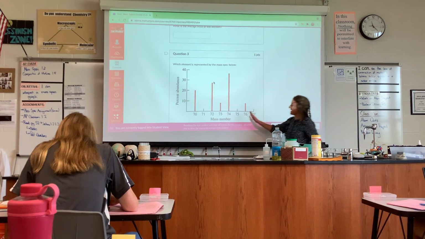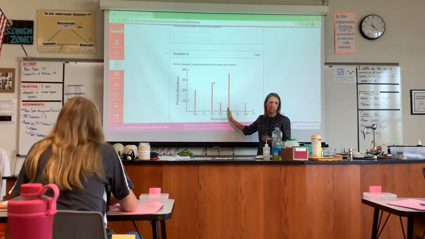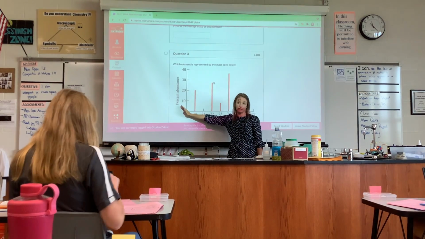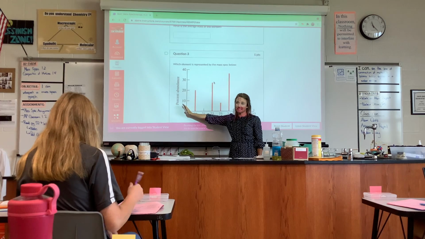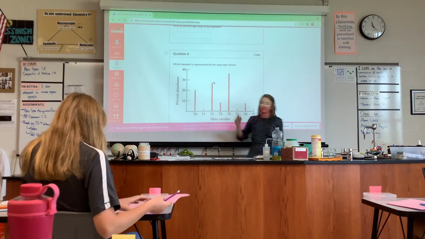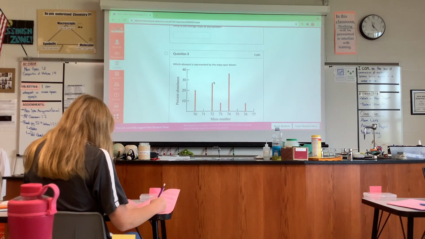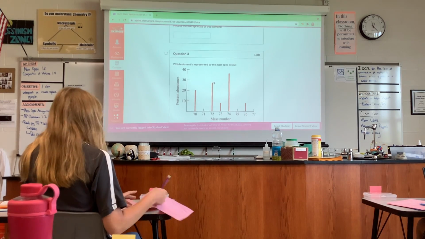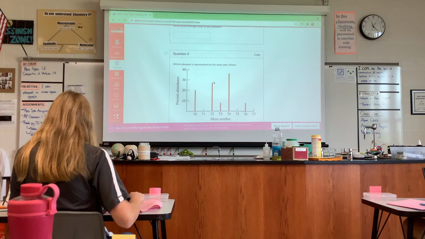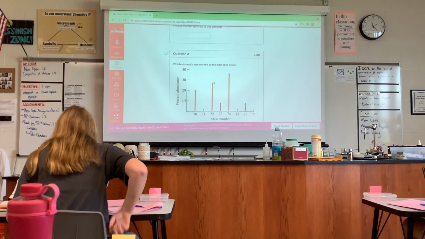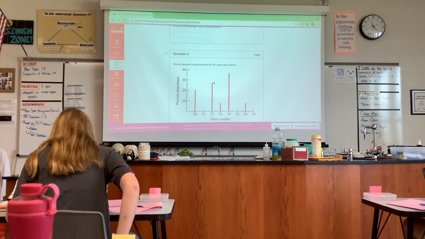Next thing I'd look at is where most of the peaks lie from the base peak. Since more of the peaks are below than above, I know that it's probably gonna pull the average down from the base peak. So it's germanium, and that's your answer.